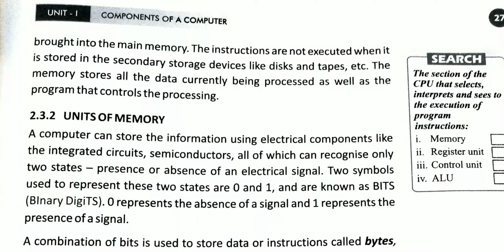Main memory is the RAM, random access memory. RAM first stores everything that the OS, computer or CPU executes, and only then does your computer start working. The instructions are not executed when they are stored in secondary storage devices like disks and tapes. The memory stores all the data currently being processed as well as the program that controls the processing. So it stores first in the main memory, then in the secondary memory.